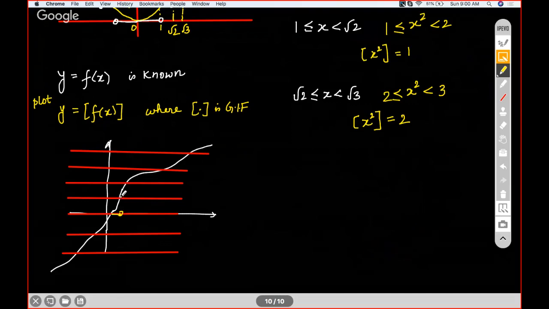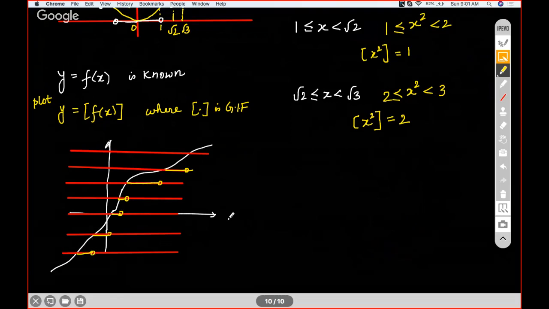Think as if it is falling on the floor, and hence it is getting the name of floor function. All these graphs start falling on the floor. Think as if this is the next floor. This graph will fall like this. This graph will fall like this.